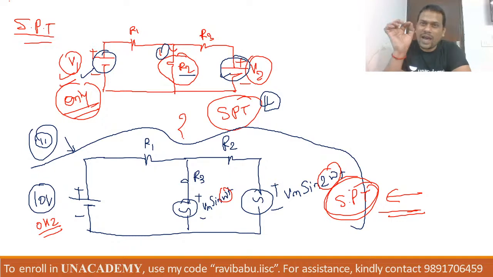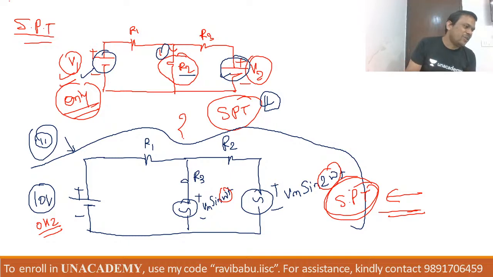So the main advantage, or the main application, of the superposition theorem is that we can solve a circuit which is operated by more than one frequency. Please tell me, is it clear to everyone or not?